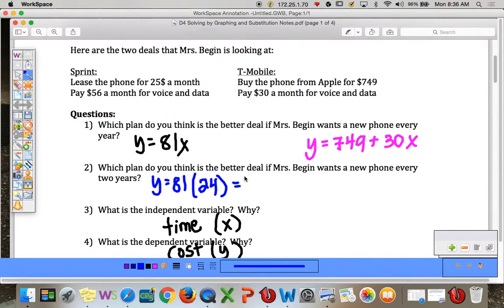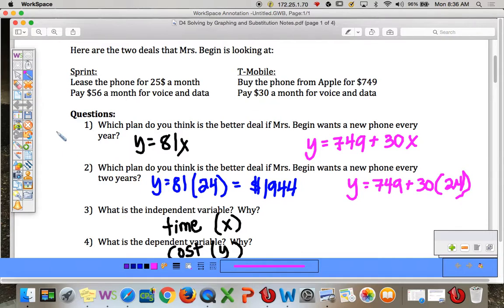And get this total. So that would be a total of $1,944. And then if we took a look at the other plan, $749 plus 30 times 24, and if we calculate that, that will be actually $1,469. So even though T-Mobile starts out more expensive with this phone that you have to pay up front, after 2 years it actually becomes cheaper.